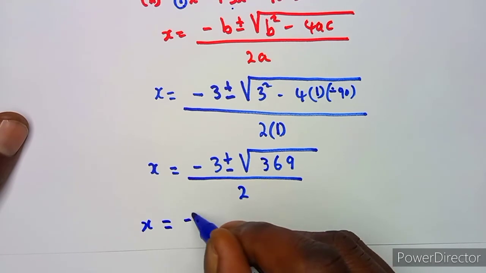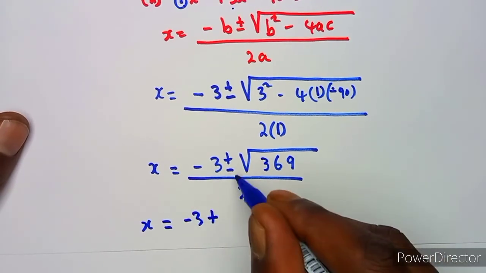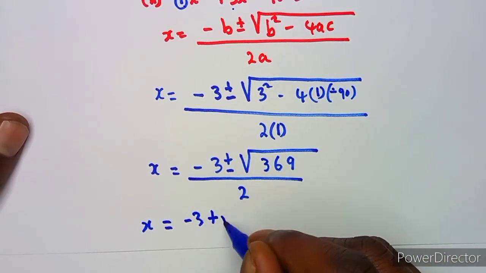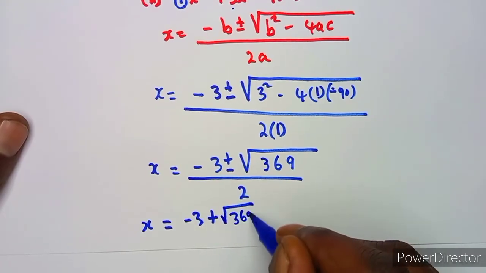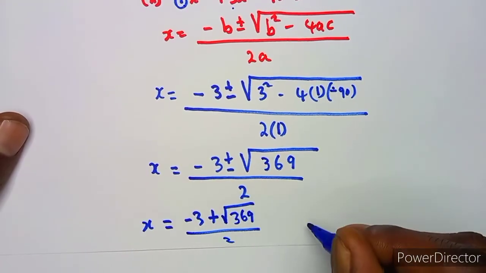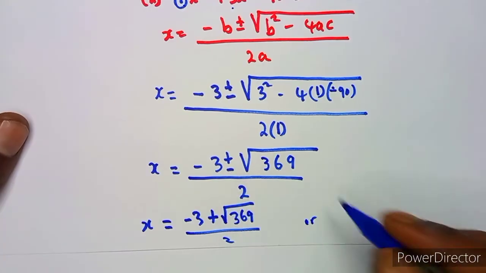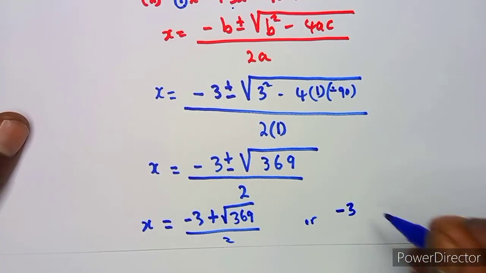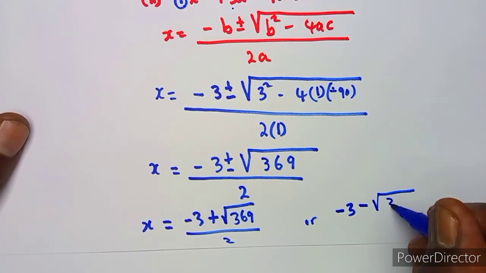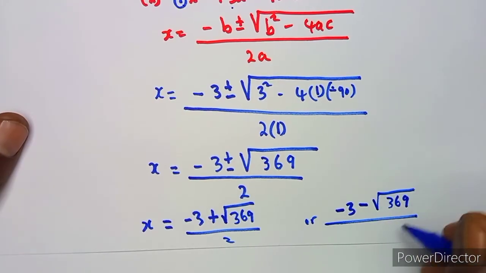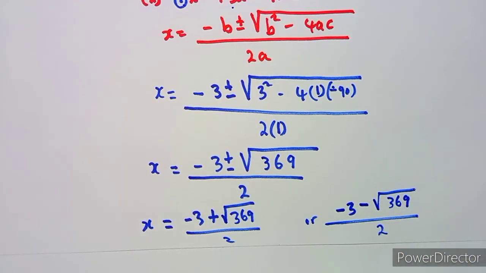That's x is minus 3 plus, because we've got plus and minus here, so it's going to be the square root of 369, everything over 2, or another x, now it's a minus, so it's minus 3 minus the square root of 369, everything over 2. All right, so at least that way it's easier for you to even use it on your calculator.